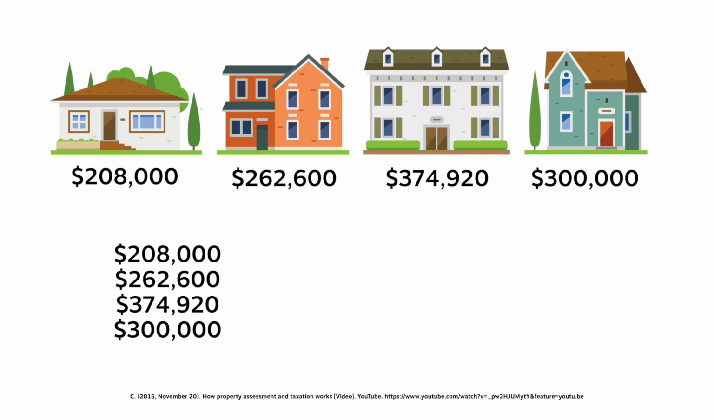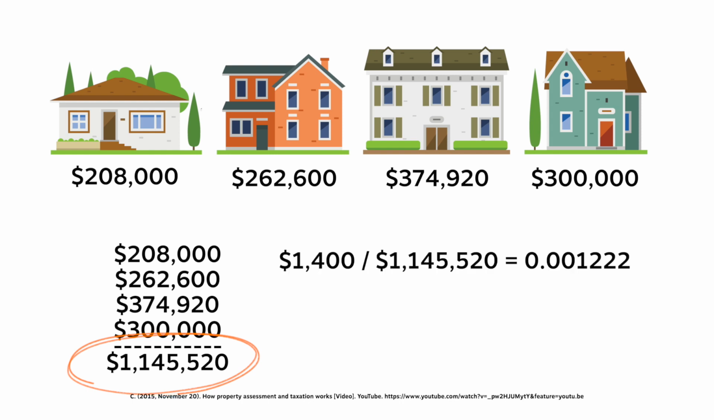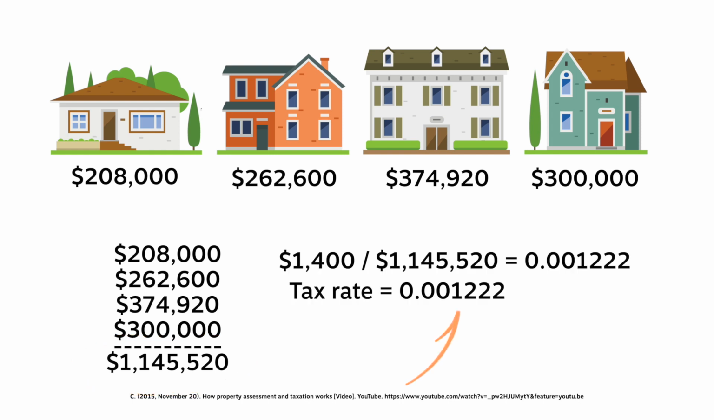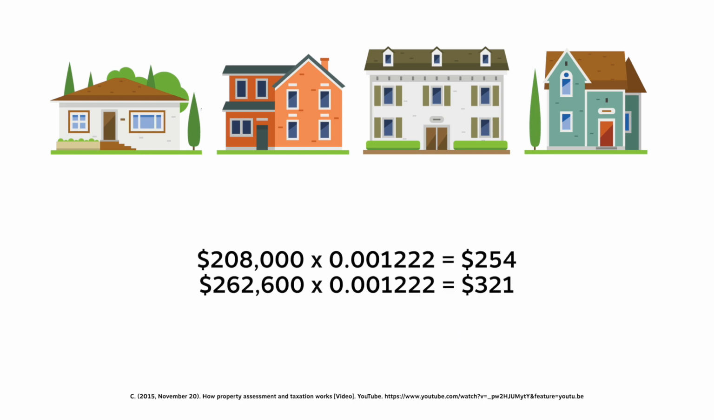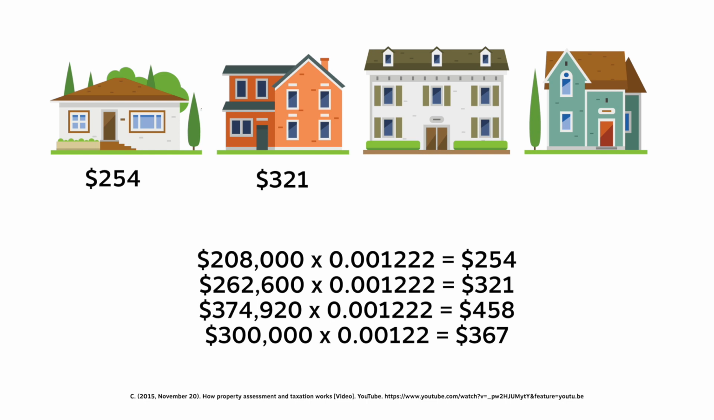The new total assessment is now $1,145,520. This results in a new tax rate. The new house now helps pay for the cost of services, and the result is that everyone pays less. Yes, this is a hypothetical example of how the process works, but it shows a few key points.